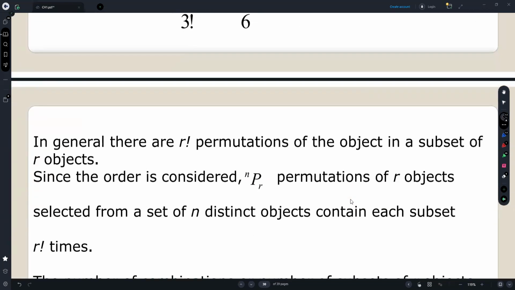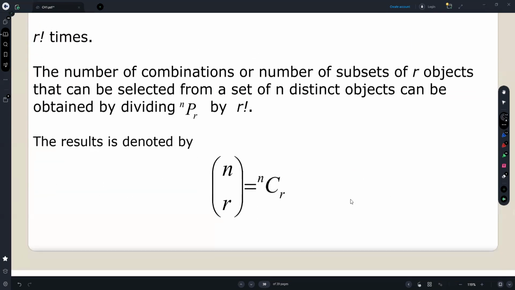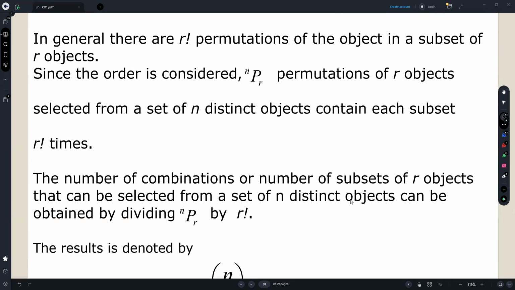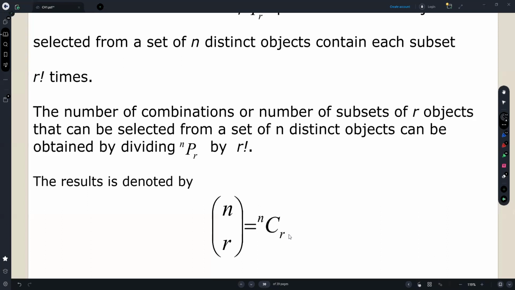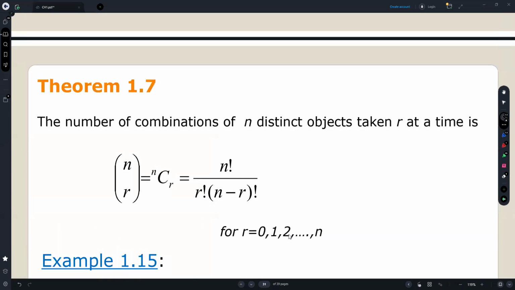So what is the notation for combination? nCr, C for combination. So what should we do? We find the nPr, then divide by r factorial. So as a theorem, here is the number of combinations of n distinct objects taken r at a time, nCr, or you can use the other notation, n over r within parentheses. That will be n factorial over (n minus r) factorial, that is the nPr, and then additionally there will be another division by r factorial. So this is the calculation for nCr.